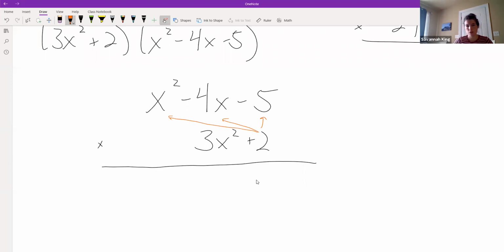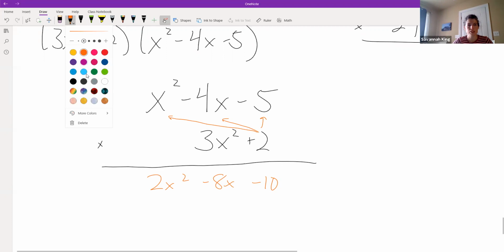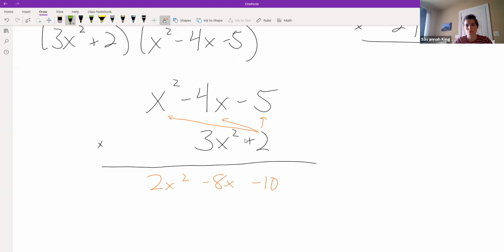You can have 2 times negative 5, 2 times negative 4x, 2 times x squared. So it works best if you can just go ahead and do the multiplication in your head. So another reason this is super optional. And then the 3x squared, that's going to multiply by the negative 5. That's going to multiply by the negative 4x. That's going to multiply by the x squared.